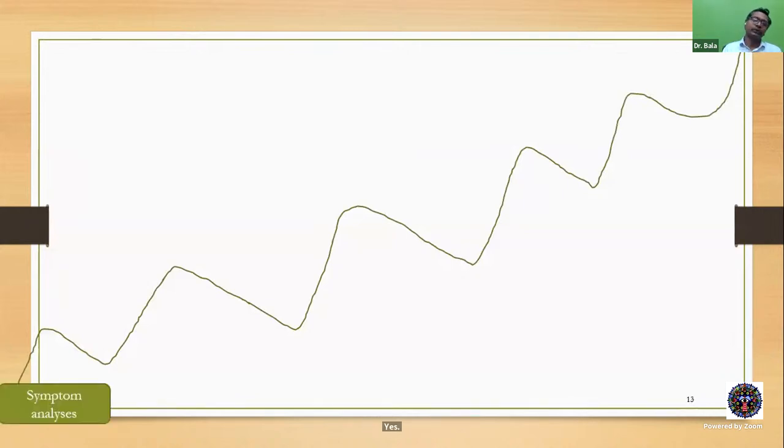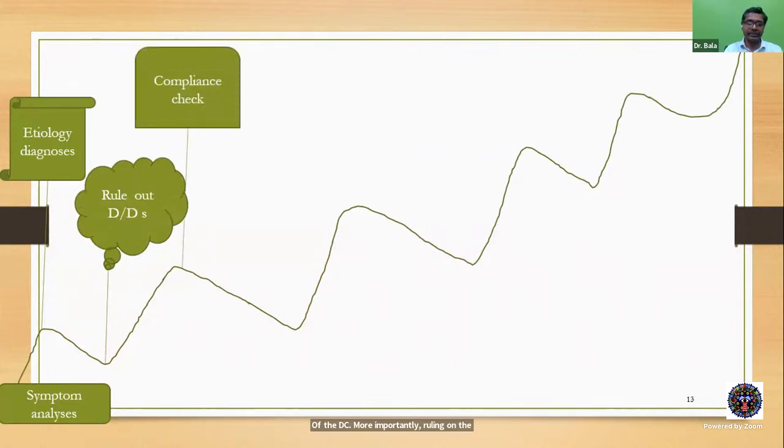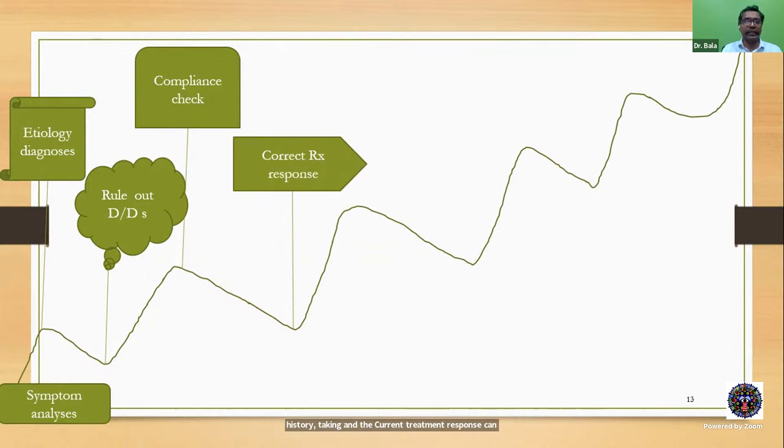Yes, sir. Yeah, so history taking has a lot of relevance, starting from symptom analysis, going on to a particular etiological diagnosis. So different system manifestations can be there of a particular disease, and that helps in reaching the etiology of the disease. More importantly, ruling out the differentials of the disease. And sometimes after we start a treatment, the patients may or may not follow the exact orders which we have given. The compliance check is very vital in doing a proper history taking. And the correct treatment response can be ascertained only if all these factors are taken into account.